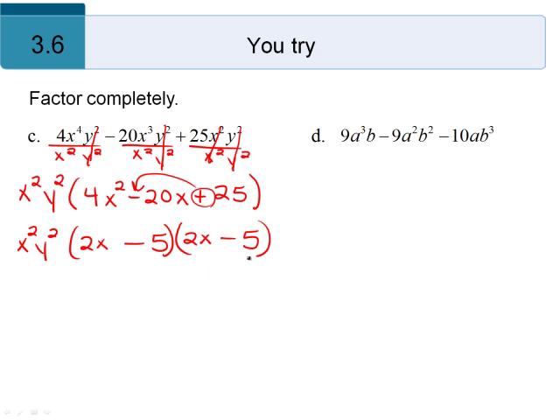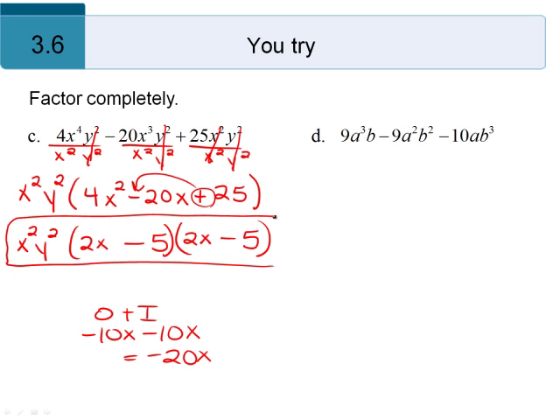Now, you want to make sure that you check the outer plus the inner. So you have 2x times negative 5 is negative 10x, and negative 5 times 2x would also be negative 10x, and that gives you that negative 20x that we have in the middle. So that works. There's your answer. Okay? All right, letter D.